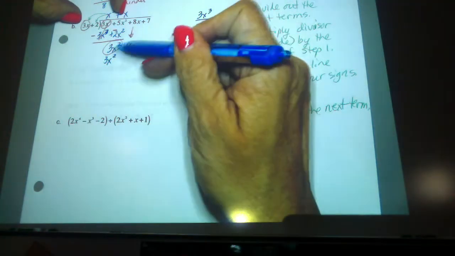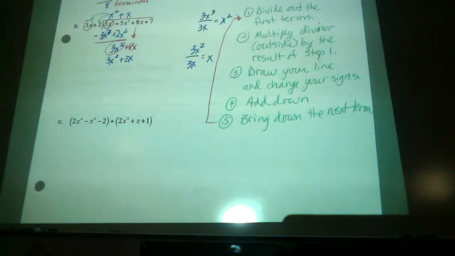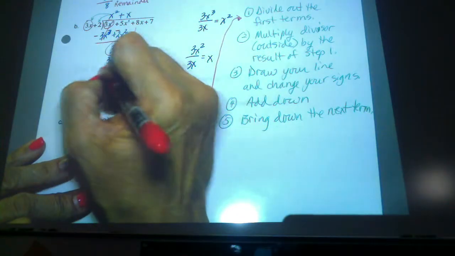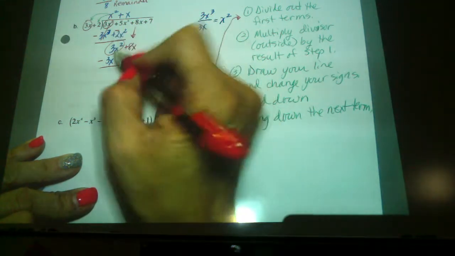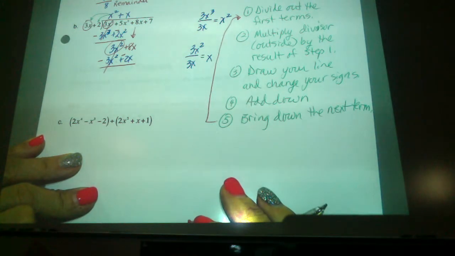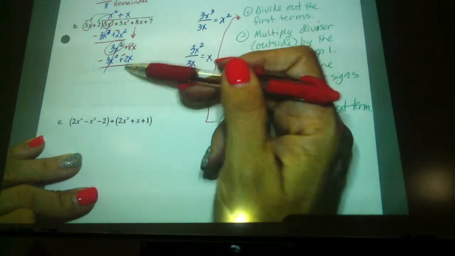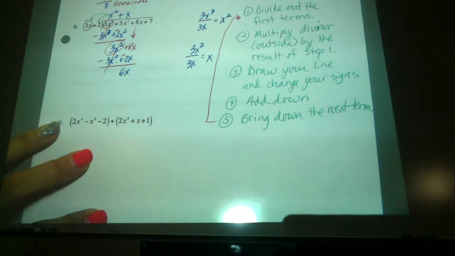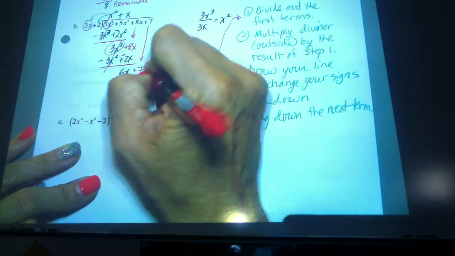These should look identical, and they are. And x times 2 is a positive 2x. Like terms are lining up. It's a good thing. Draw your line. Change all your signs. So my positives become negatives. My first term should cancel, which they do. And then just add down. So I've got 8x and a negative 2x. Subtract. Keep the sign of the larger. So I get a positive 6x. Now bring down the next term, that's a 7. So I get a plus 7.